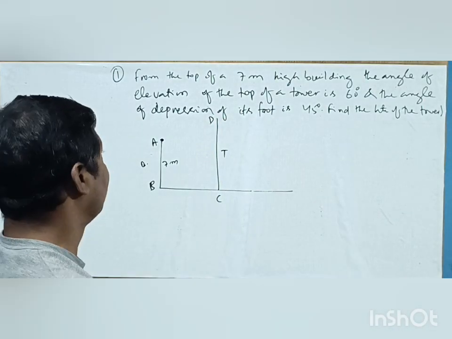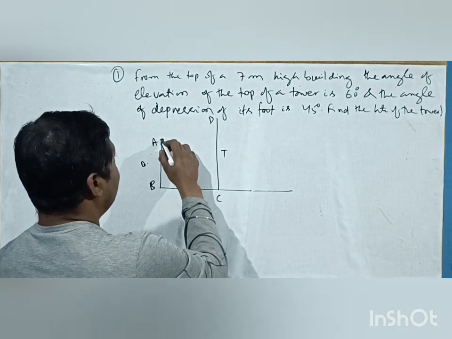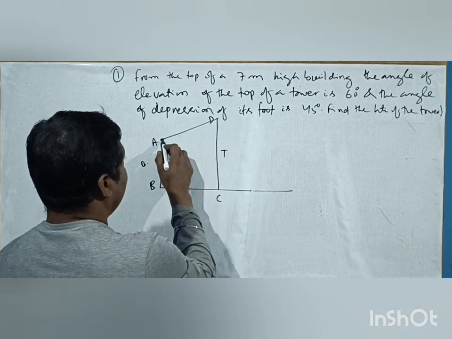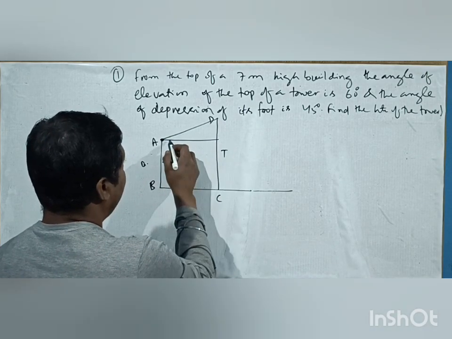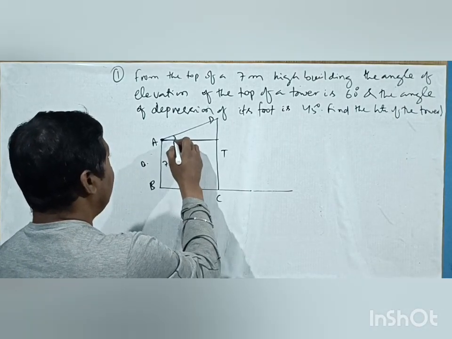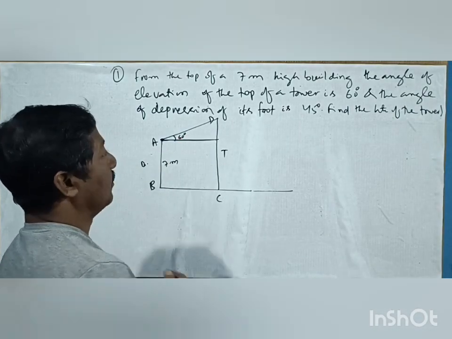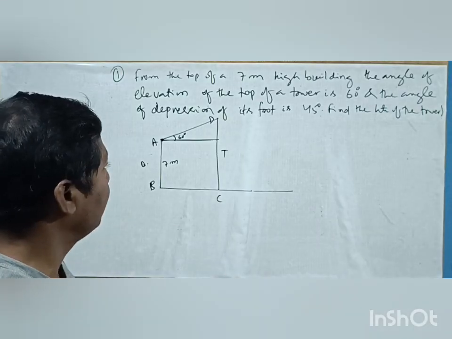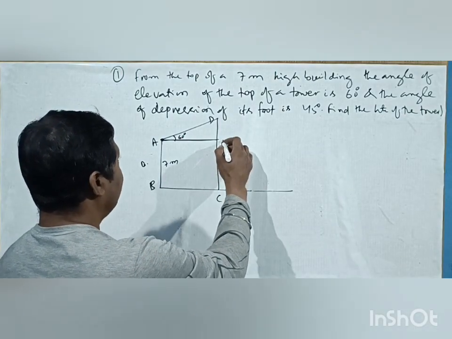So according to the question, if I make here the ground level parallel to ground level, the elevation is 60 degree here. This is 60 degree. I got a new point.